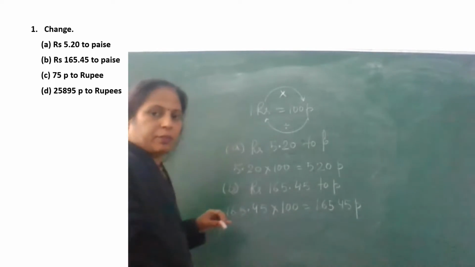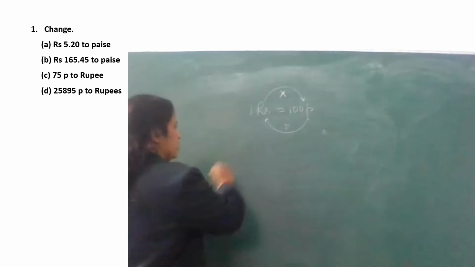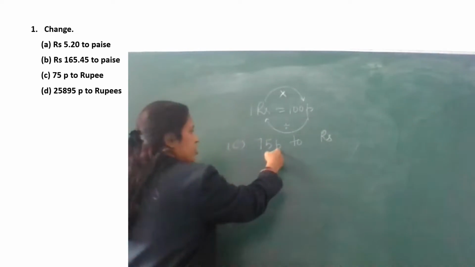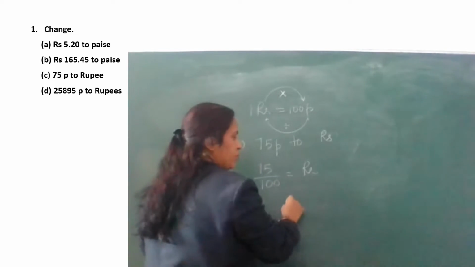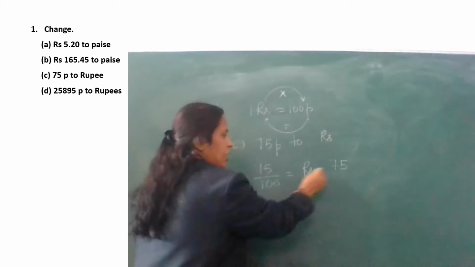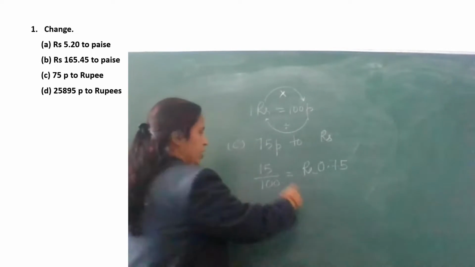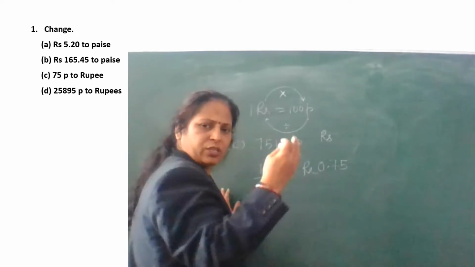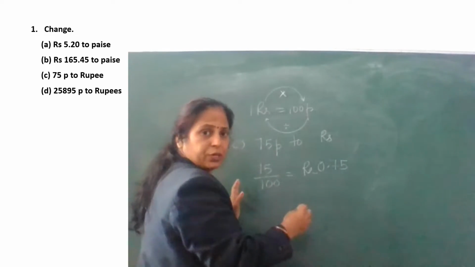Now, children, see the C part question. 75 paisa. This you are changing to rupees. Okay, so because you are changing from paisa to rupees, you will divide by 100. And because it is less than 1, you will write 0 rupees. Okay, now 5, 7. Then before these two numbers, you will put the point, and then here, at the rupees column, you will put 0. Whenever you are changing paisa to rupees, just count two digits from the right hand side and put the point. So you can easily write it. And the number before that is your rupees.